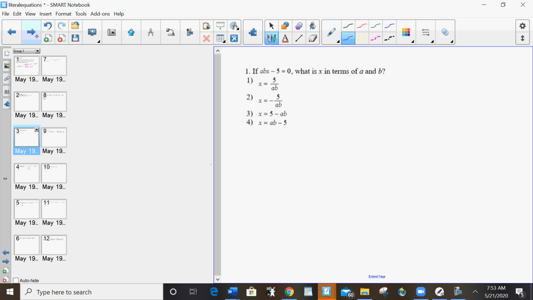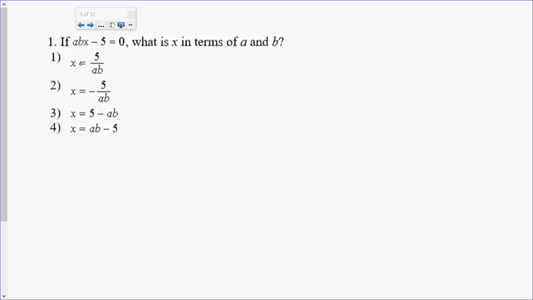So it wants me to solve for x. You have to read this carefully for what you're solving for. If you don't read it carefully, then you're not going to get very far. It's asking for x.